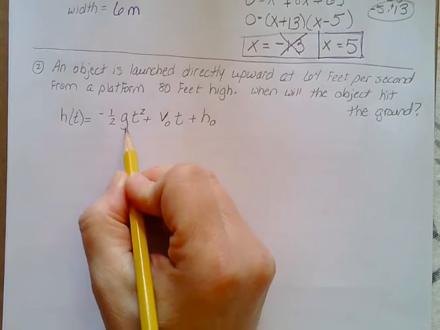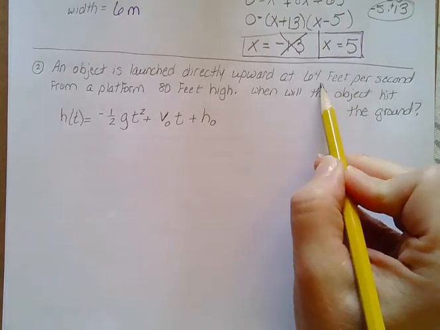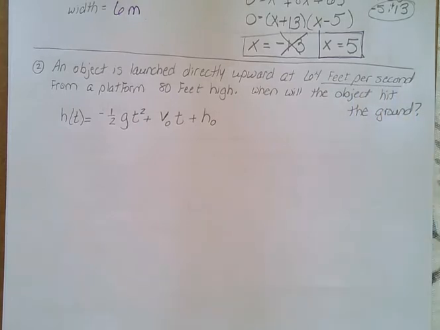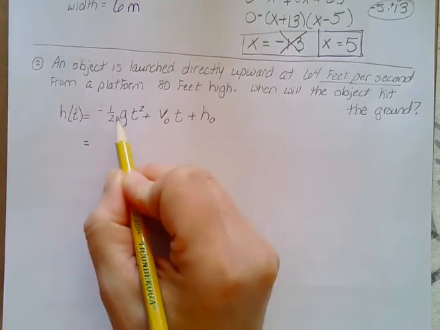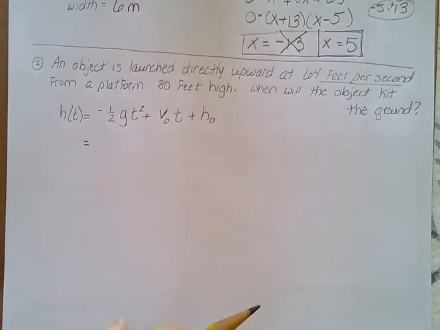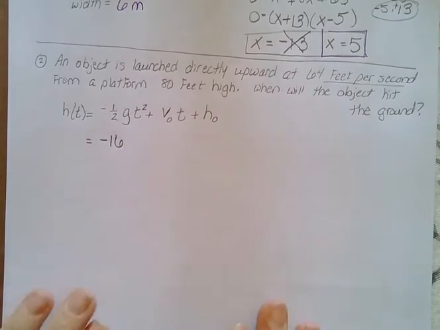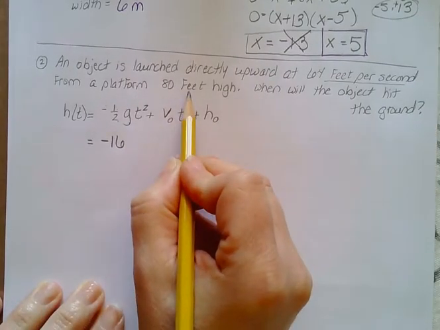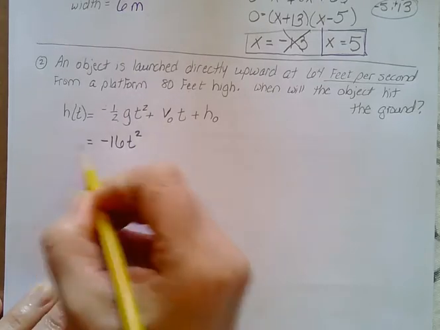G stands for gravity. Gravitational pull in feet per second, because that's what we're dealing with here, is 32. So when we plug 32 in here, half of 32 is 16, and it's negative because, of course, gravity pulls down. So the beginning of most of our equations, especially the ones that start in feet, are going to be negative 16 t squared.